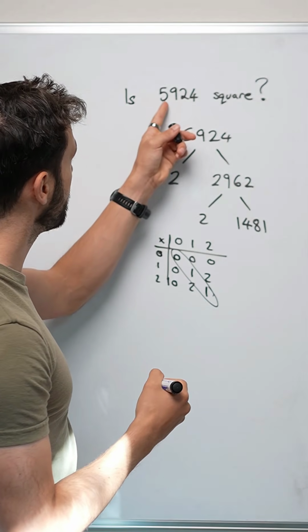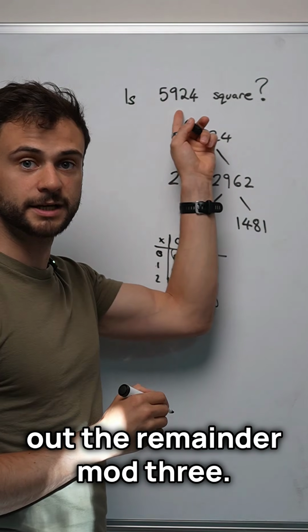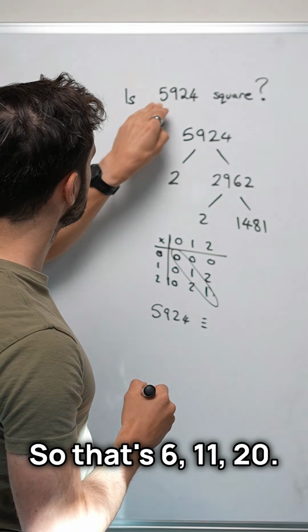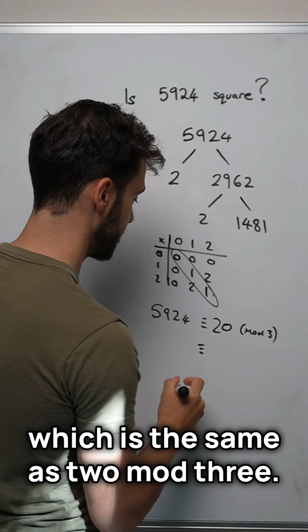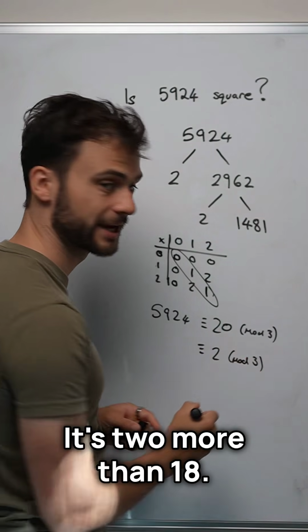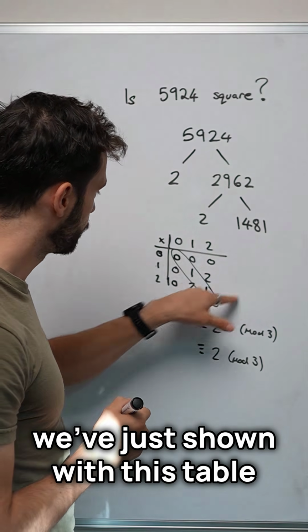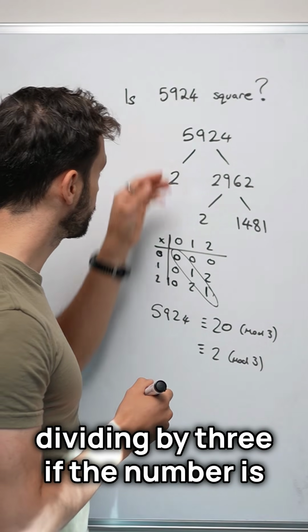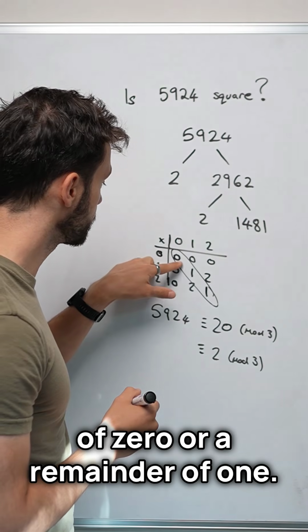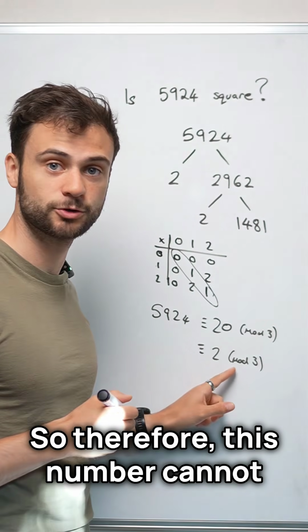Now, if we look at 5,924, we can sum the digits to figure out the remainder mod 3. So that's 6, 11, 20. So it's the same as 20 mod 3, which is the same as 2 mod 3. 2 more than 18. So this has got a remainder of 2 when divided by 3, but we've just shown with this table that it's only possible when dividing by 3 if the number is square for it to have a remainder of 0 or a remainder of 1. So therefore, this number cannot be square.